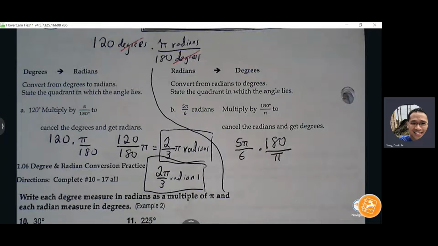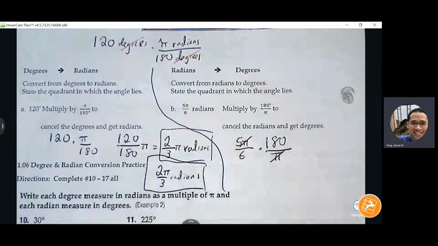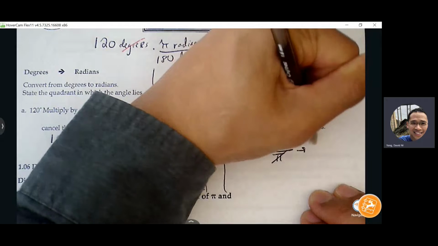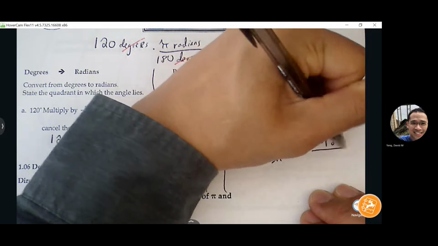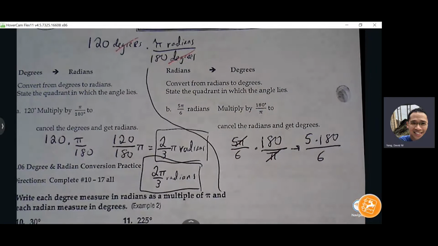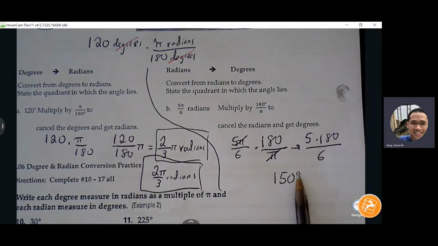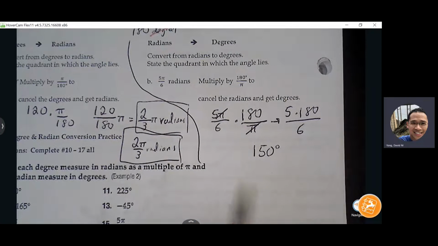At the end you can, but as you're doing the conversion, you don't have to. The pi's cancel out, and that's what you want. That's a good sign that you're moving in the right direction if you're able to get the pi's to go away. Now we're left with 5 times 180 over 6. You can make the calculator do the work for you. That's going to clean up to be 150 degrees. You can use that circle notation as an exponent, or you can write out the word degrees.